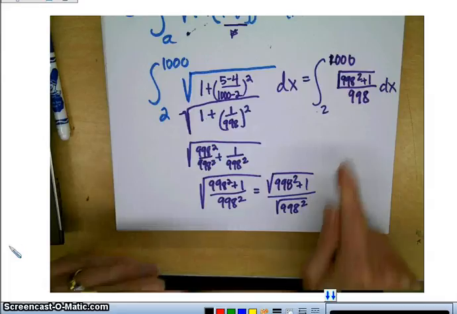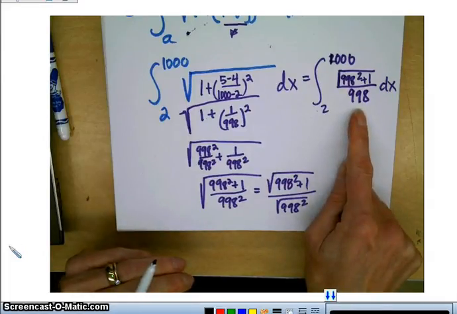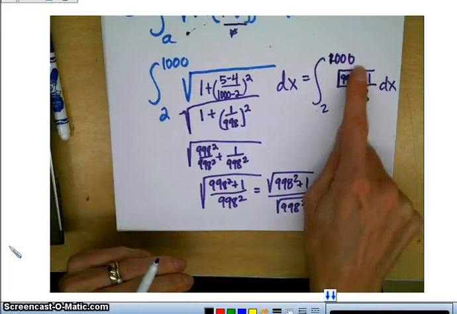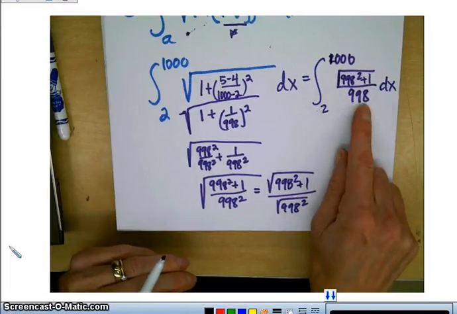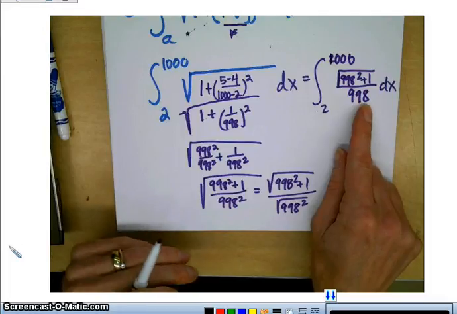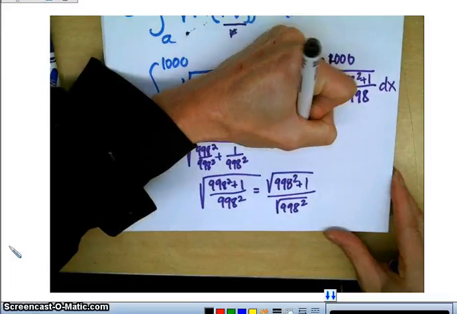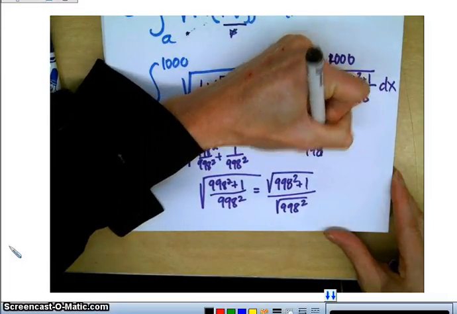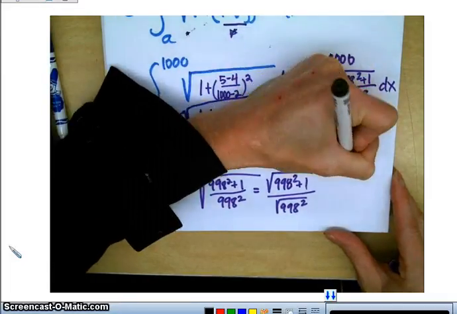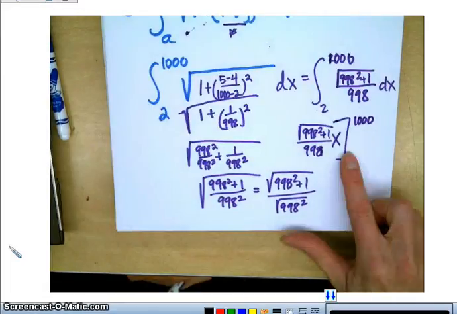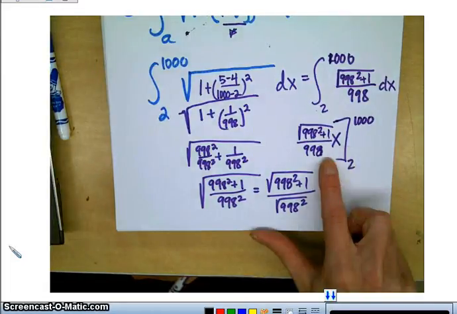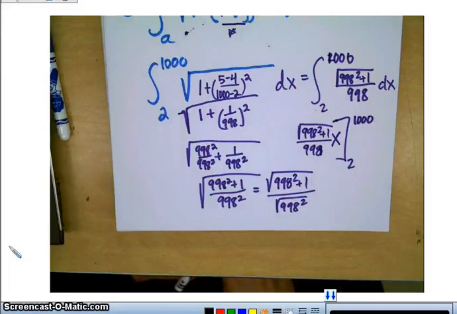So what is the antiderivative of that mess? Describe that for me. It's a number. What's the antiderivative of a number? Number times x, right? So I'm going to have that number, and I need to evaluate 998x, and I need to evaluate it between 2 and 1,000. So you're going to put 1,000 in, and then you're going to put 2 in, and then you're going to subtract those. My calculator's missing, so.